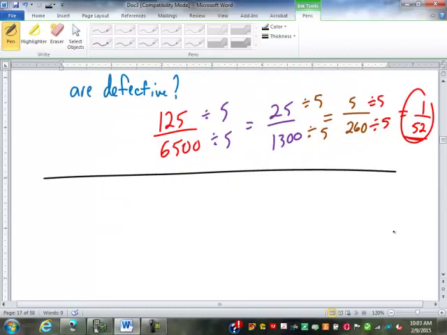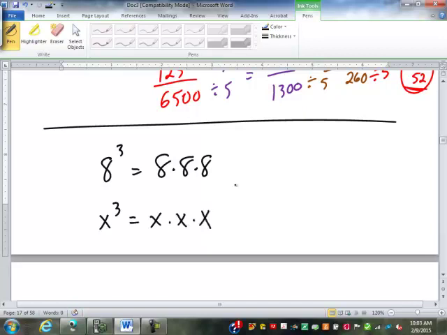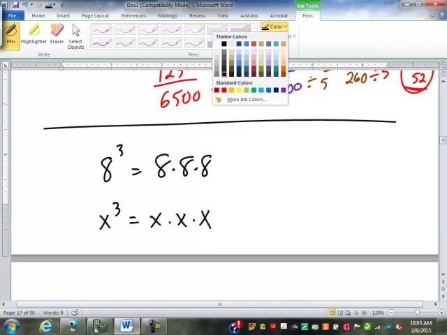Let's explore these powers a little bit more. We've talked about them a little bit. If we have x to the third power, of course, we know that means 3 x's being multiplied together.